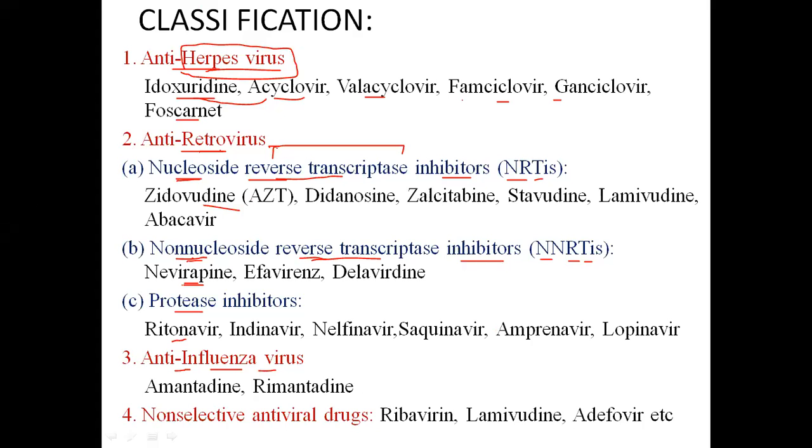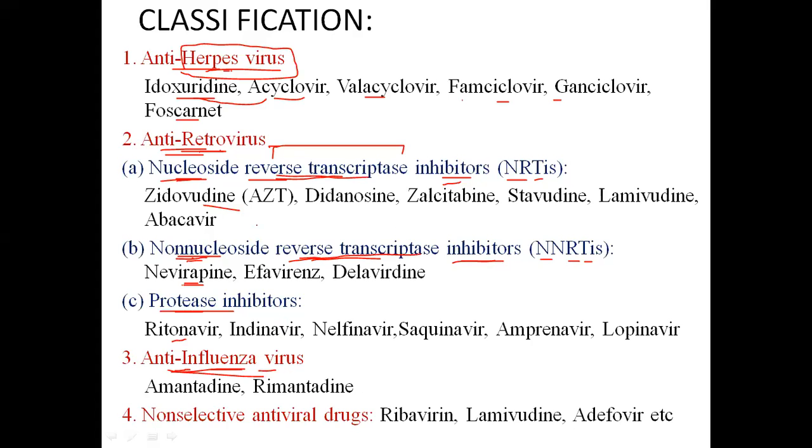See, in such case, you immediately point out. Okay, now see the classification: anti-herpes virus, anti-retrovirus, and anti-influenza virus. As I explained to you, in anti-retrovirus we have three subclasses: nucleoside reverse transcriptase inhibitor, non-nucleoside reverse transcriptase inhibitor, and protease inhibitor. And the last one is anti-influenza virus.